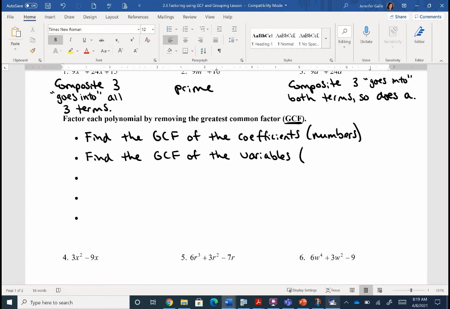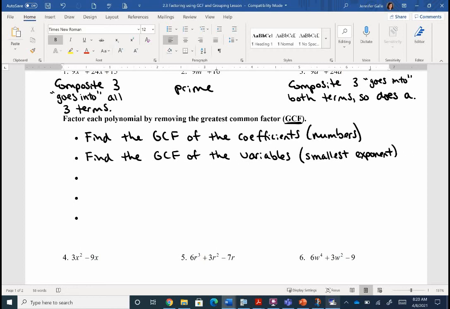You're going to use the smallest exponent. And again, I will illustrate all these steps. I just want to make sure you have one spot that you can look to kind of walk you through this process. If you're stuck on a question, you don't know where to start at the beginning. All right, so we're going to find the greatest common factor of the number pieces. We're going to find the greatest common factor of the variables.